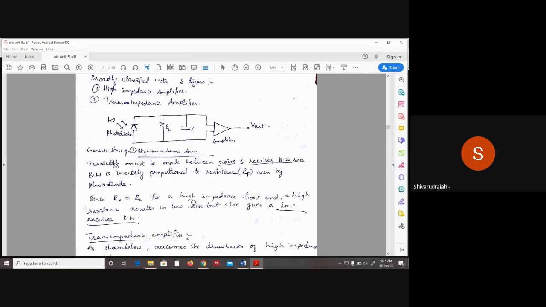A high resistance results in low noise, but it also gives a low receiver bandwidth. So that is the drawback, a trade-off between the noise and the receiver bandwidth. The high impedance amplifier is going to offer you low noise, or noise is suppressed, but at the same time the receiver bandwidth is also suppressed.